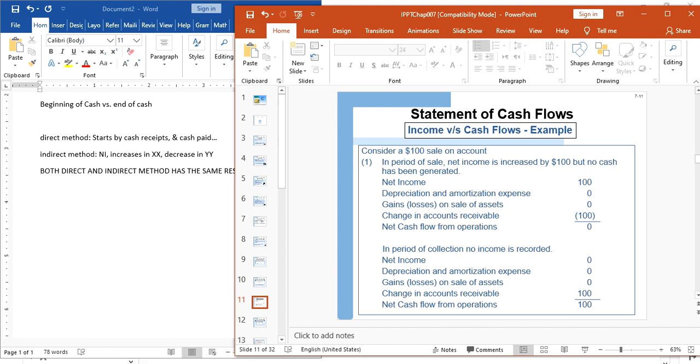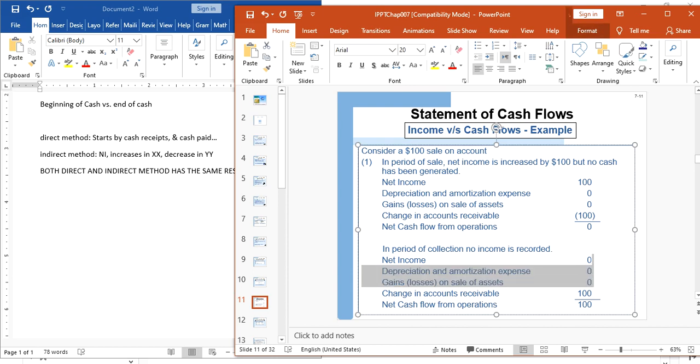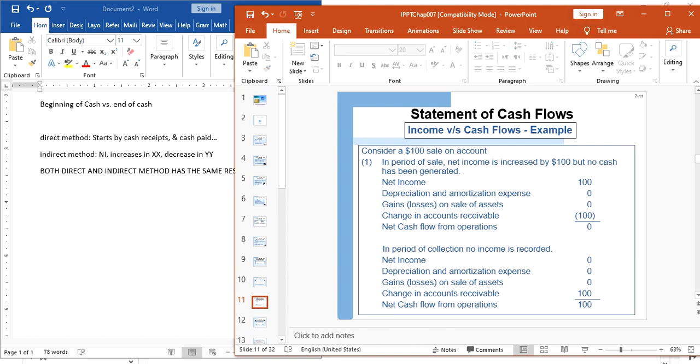But here it is positive because it's considered to be cash inflow. Having no sales over here and keeping the other activity as 0, when we collect the receivables of $100, the net cash flows from operations will be 100.